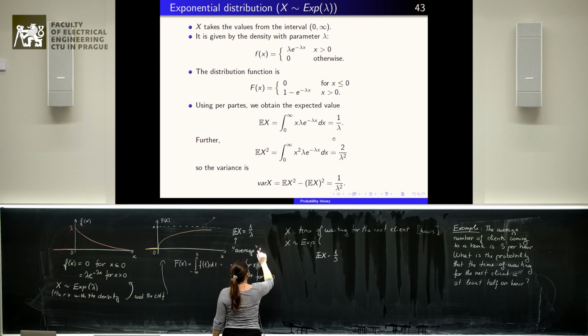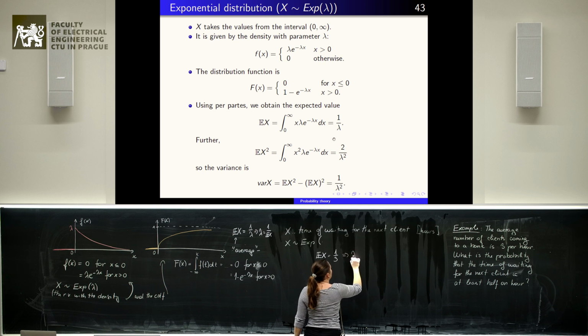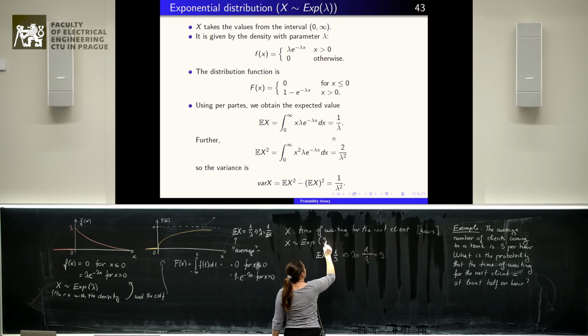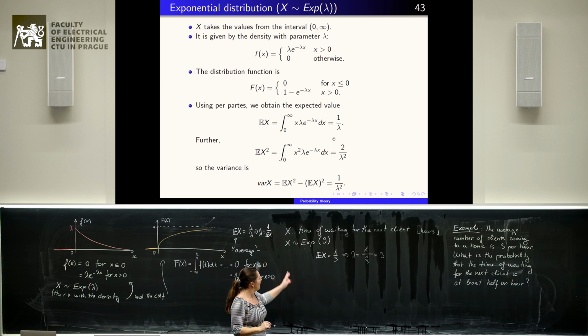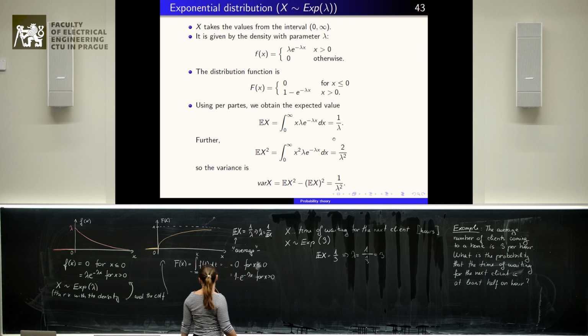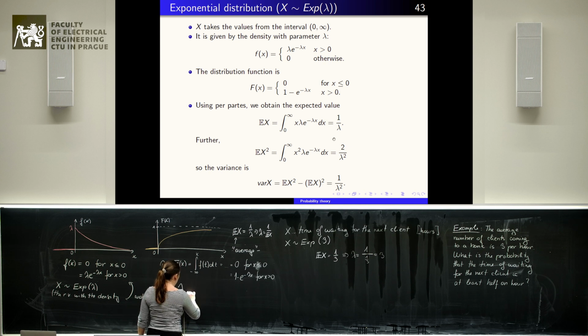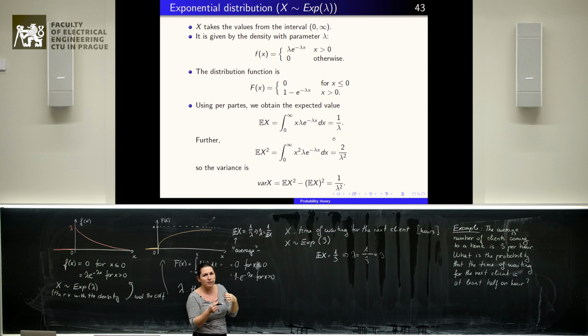And it means that lambda is 1 over the average. So in our case, lambda is 1 over 1/3, which is equal to 3. So the parameter of the distribution of waiting time is 3. Maybe it is better to imagine lambda as the intensity, because 1 over the mean time of waiting is, in fact, the number of events per time unit.